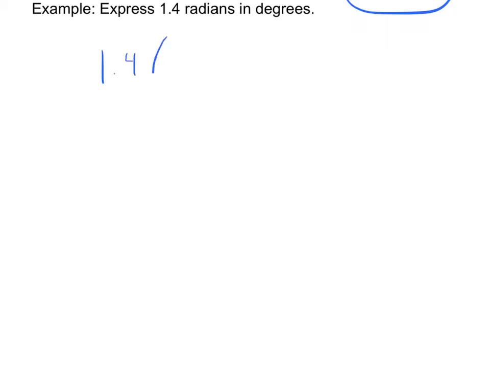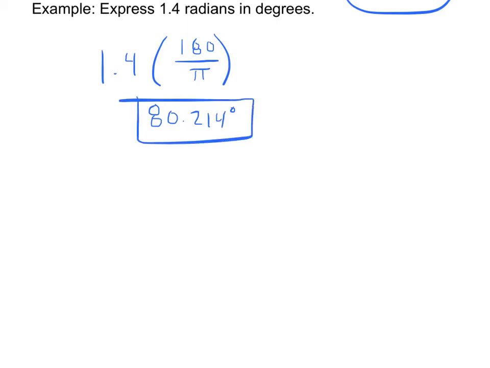So we have 1.4. This time I'm going to multiply by 180 divided by pi, because I want the radianness of this to cancel with the radianness of this. Now again, this one is not one that I'm going to have us do by hand, but if we multiply 1.4 by 180 and then divide by pi, we'll end up with this being 80.214 degrees.